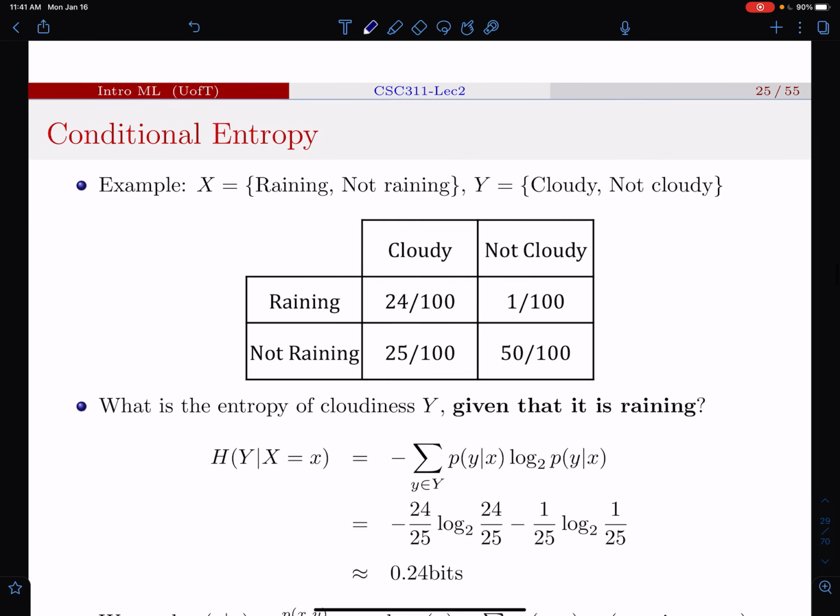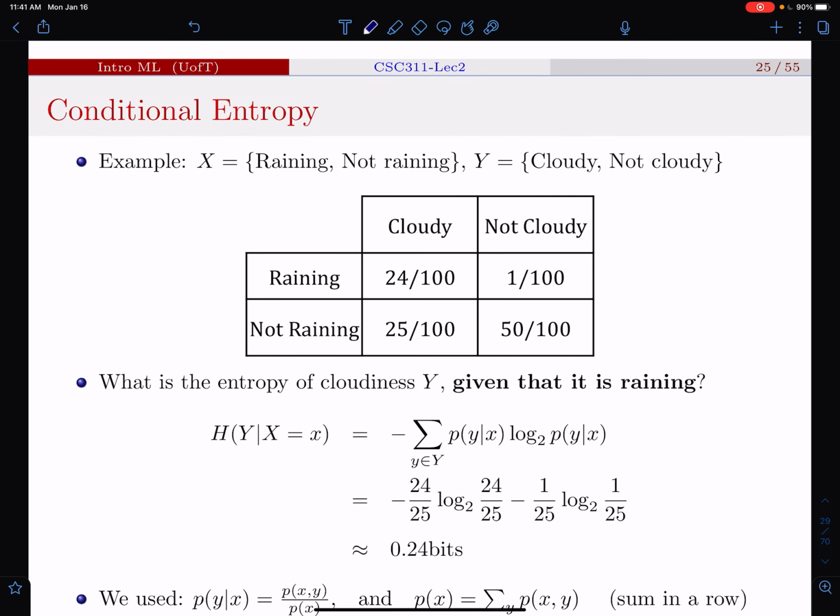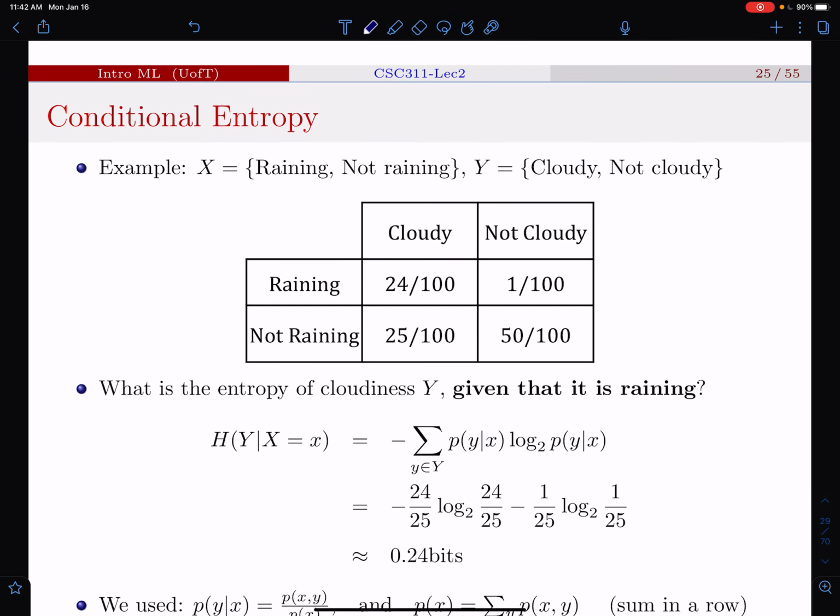There's also this concept called the conditional entropy, which is if you're conditioning on a particular value of a variable, what's the entropy of another one? The way we define this is entropy of y given x takes on a particular value. So let's say we want the entropy of cloudiness, y, given that it is raining. That means we're focusing on this particular row here, and we're using the conditional distribution: probability of cloudy given raining.